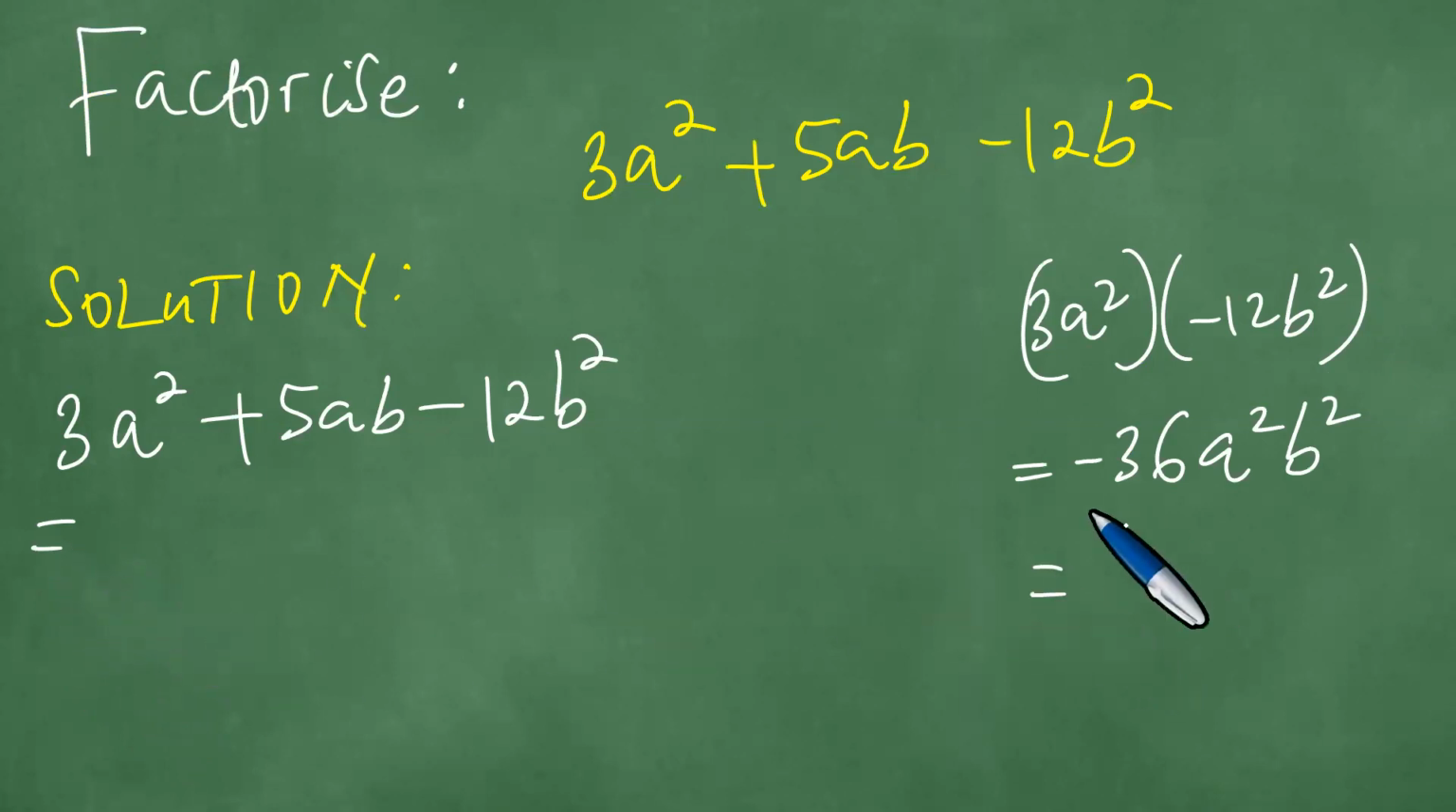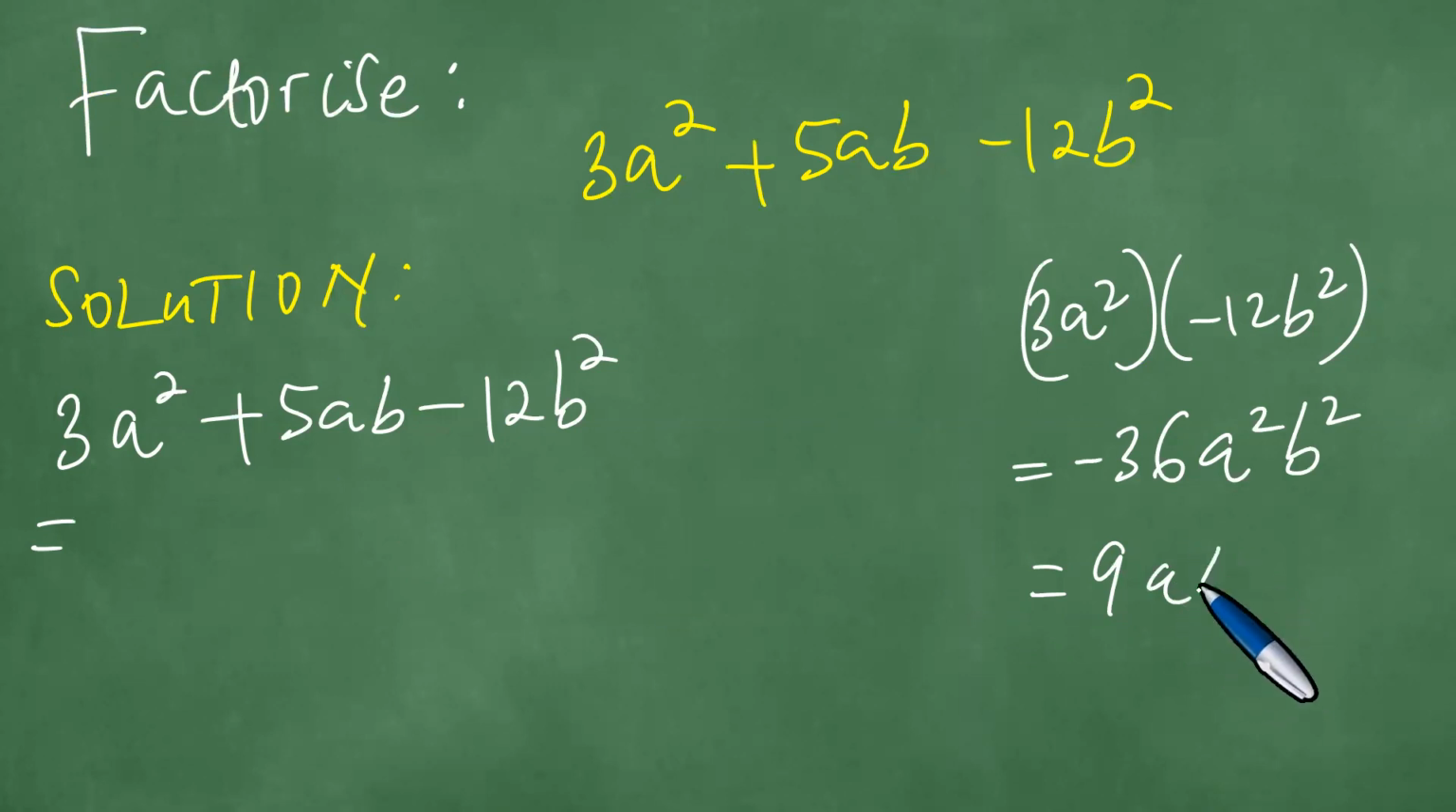Yeah, we'll find the factors. What are the factors here of minus 36 that will give you 5? What are the factors of minus 36 that will give 5 when subtracted? When you subtract them from each other, what are they? 9 and 4. 9 and 4. Well done. You're a superstar.